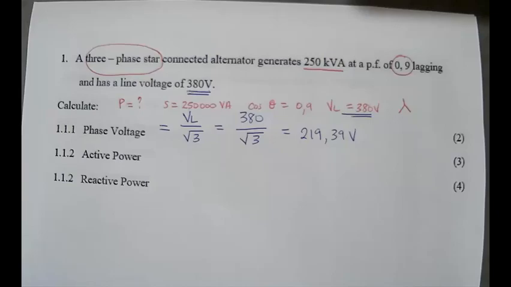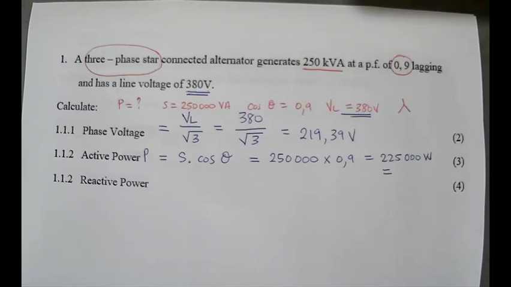Next, we're looking at active power. Active power is also the true power. In other words, we are calculating P. The formula is P equals S cos theta, S being the apparent power. We'll substitute 250,000 for S and 0.9 for cos theta. Our answer there will be 225,000 watts, and don't forget to simplify it: 225 kilowatts, divide by 1,000.